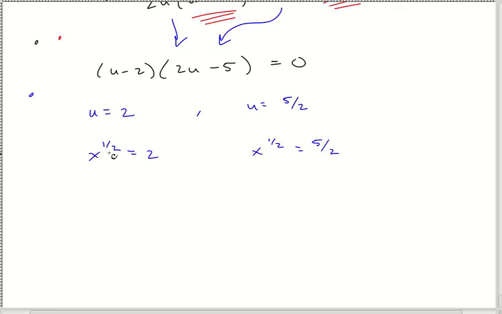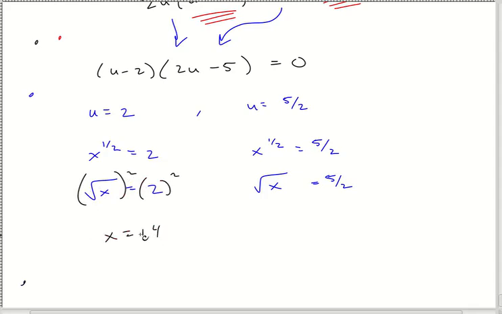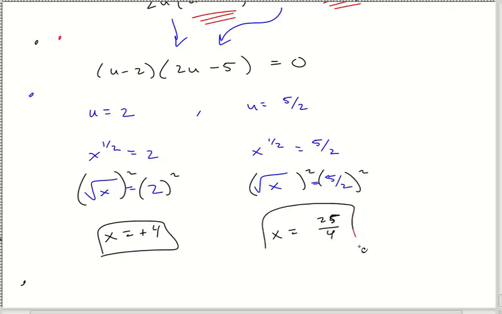You know what's funny about this 1/2 thing? That's just a fancy way of saying square root. How do we get rid of a square root? You square both sides. And when you square both sides, you do not put a plus and minus, just a positive. Same thing over here. Square both sides. That means the 5 is getting squared and the 2 in the bottom's also getting squared. 25 over 4. There's your two answers, both positive.